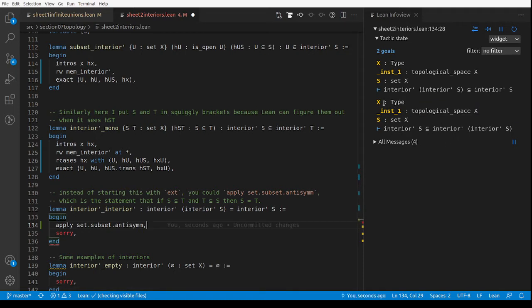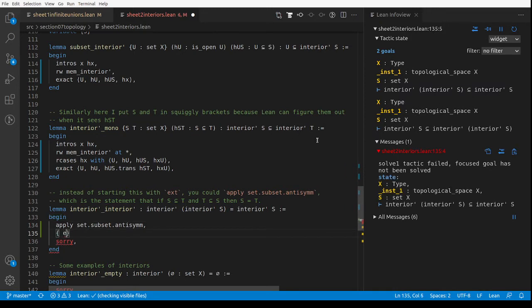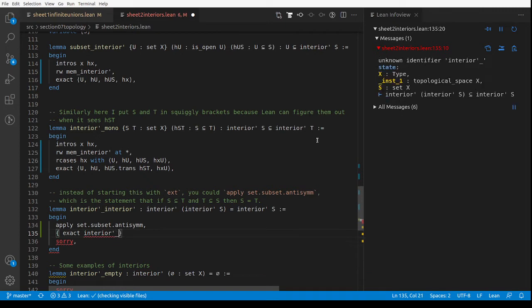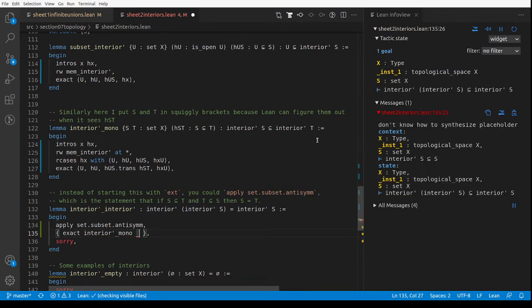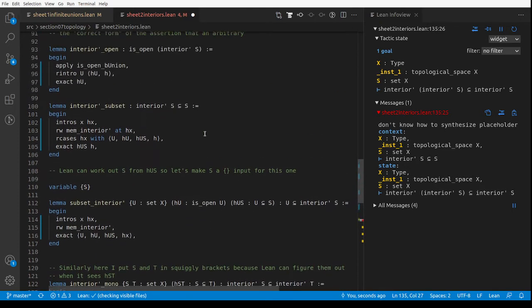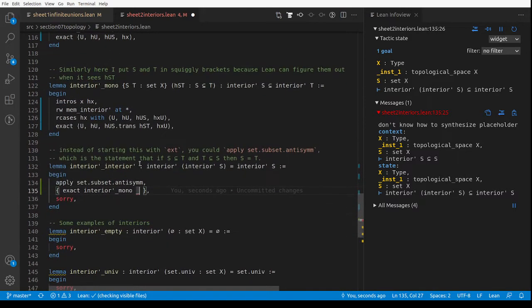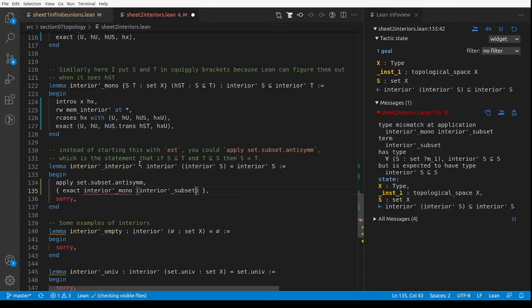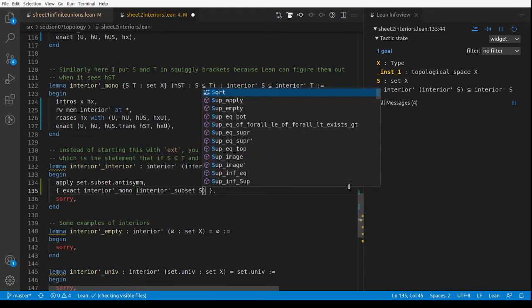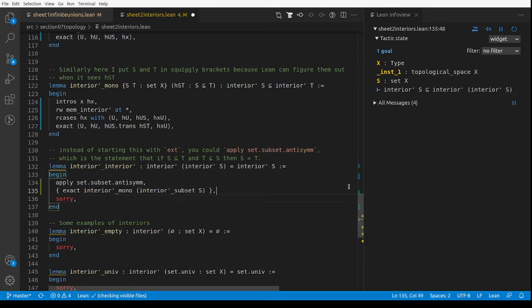And this first one is really easy because it follows from interior mono, right? This is exact interior mono something. And the something wants a proof. Where's the proof? There. It wants a proof that the interior of S is a subset of S. And I think we did that. There we go. It's interior primed subset, which wants an explicit input of S. So that's done that one.